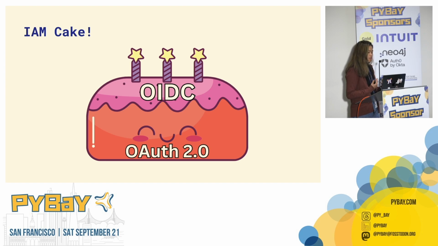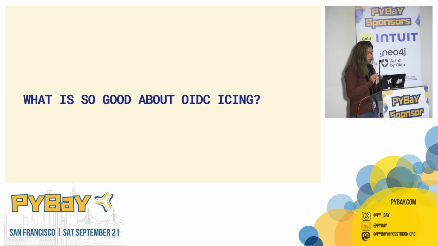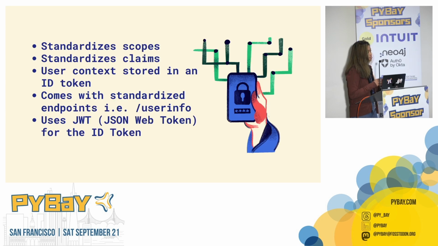So think of OIDC as the frosting to the OAuth 2.0 cake. Sure, you can have it separately, but they're better together, and they complete that identity access management solution. So, identity access management cake. What is so good about this OIDC icing is that it standardizes scopes and claims, so information about a user, what you can know about them.